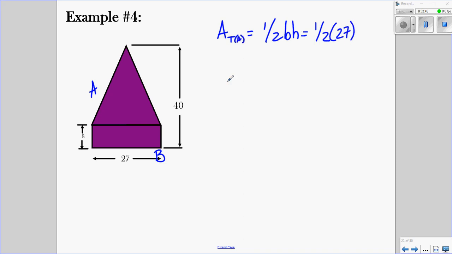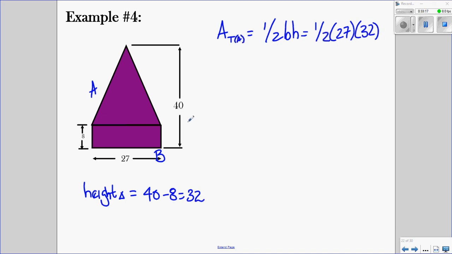And the height is not 40. 40 represents the height from the top of the triangle to the base of this rectangle. They gave us the height for the rectangle, so now you need to subtract. So for the height of the triangle, that would be 40 minus 8, which gives us 32. So then that height is 32.